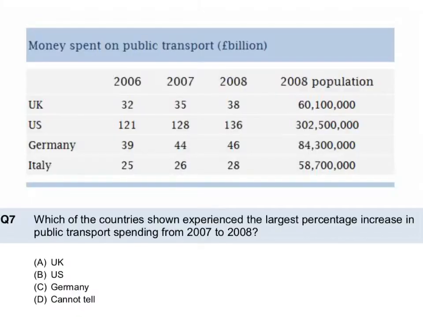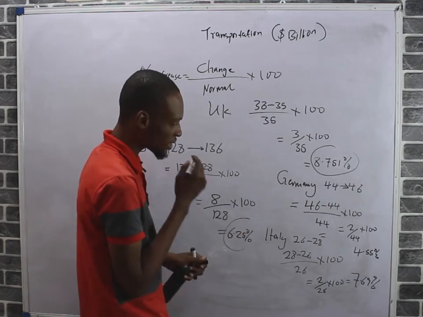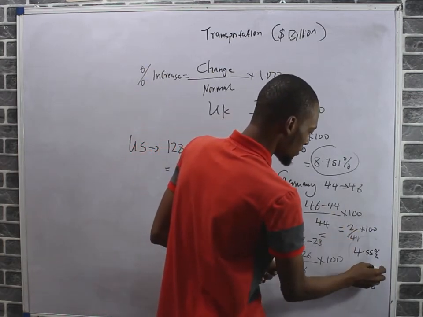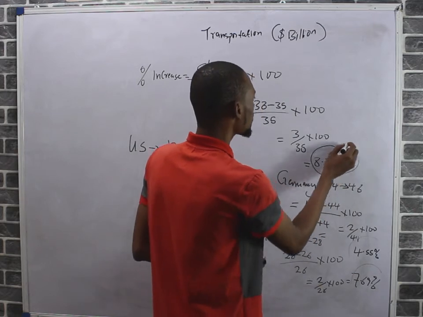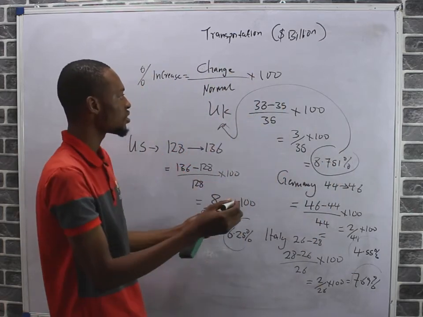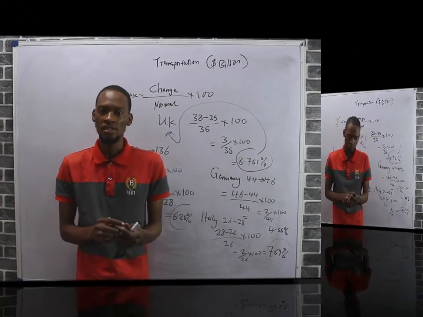The question simply says, which of the countries shown experienced the largest percentage increase in public spending from 2007 to 2008? And the largest increase is which country? UK had over 8% increase, over 6%, over 4%, and over 7%. This means UK had the largest percentage increase, and option A is correct.